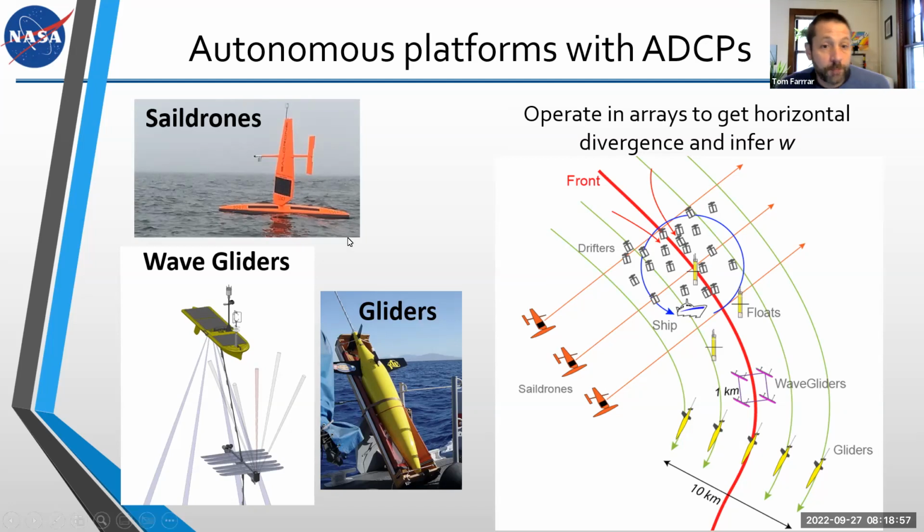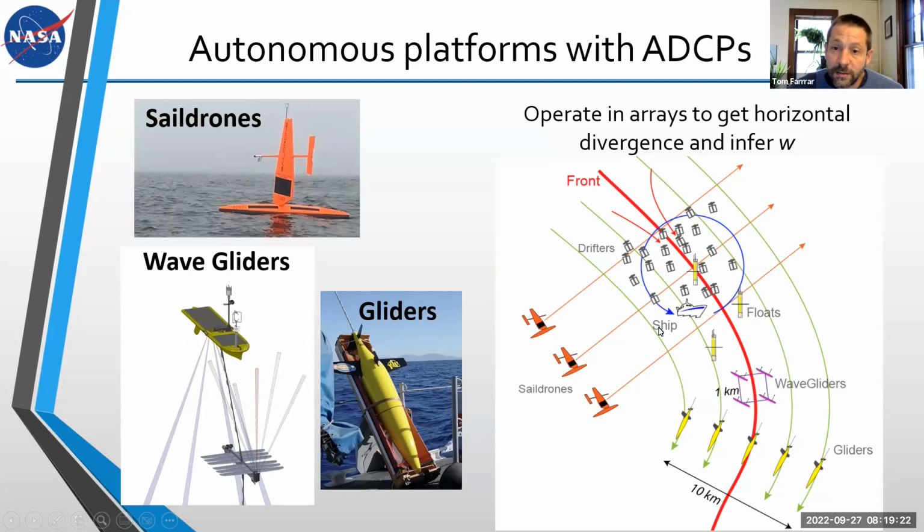So a bunch of the platforms in S-MODE have ADCPs: UWC gliders, the wave gliders, and sail drones. The sail drone ADCP and IMU setup is very similar to what's used on the wave gliders, and we think they have similar accuracy.